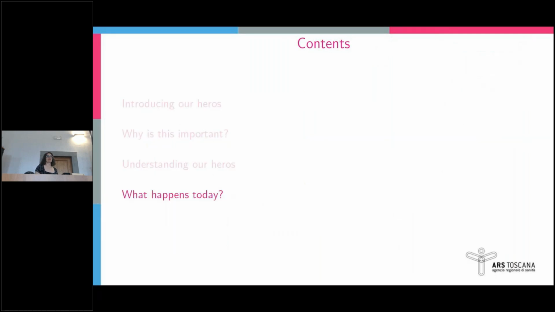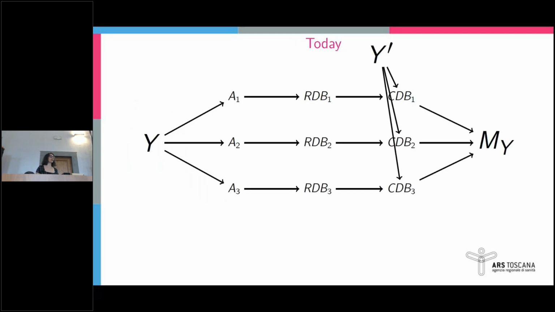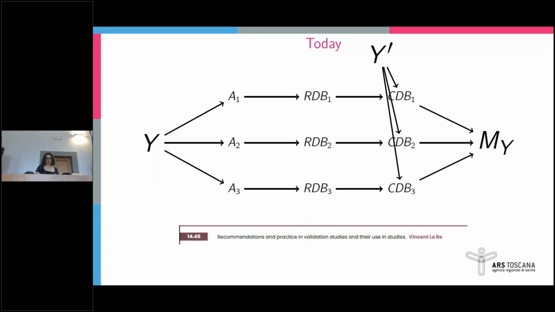What happens today? So this is the picture, and I'm happy to respond to some questions if this is not clear. So this is how I see it, right? This has been my research for many years. So we have introduced a reader, we have explained why it is important, we have understood that a bit, or at least the way I see it. What happens today? So today we go through this, right?